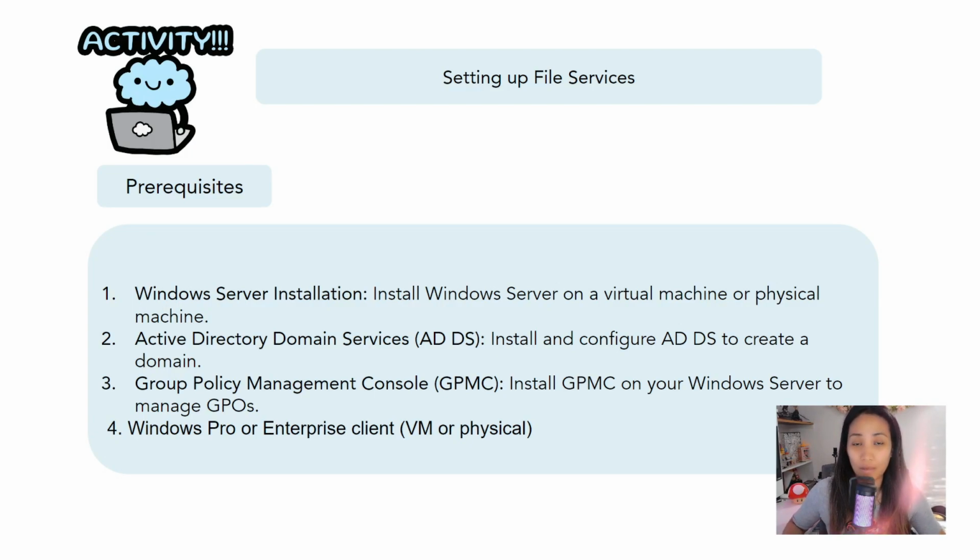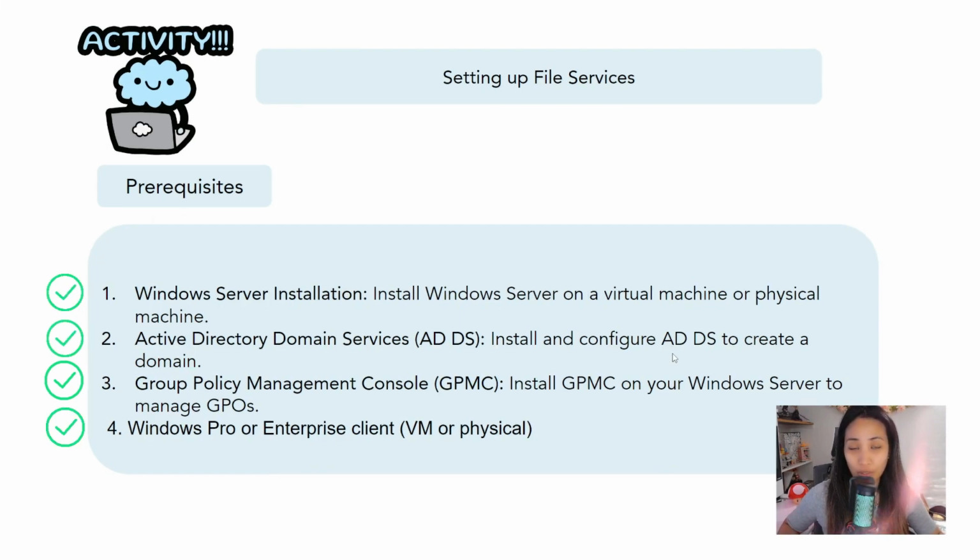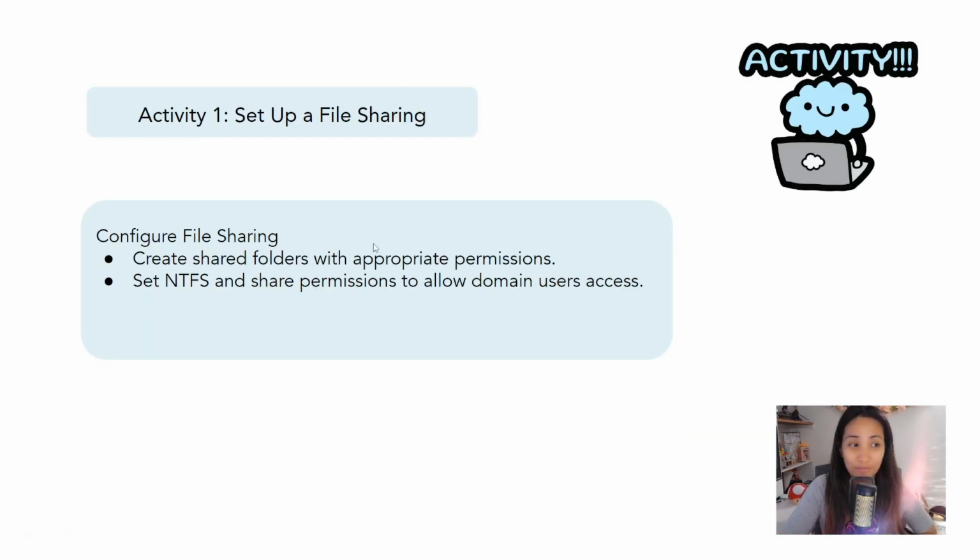So first we are going to set up our file services, and before you can set this up, make sure that you have a Windows Server already installed on your VM or physical machine. It's up to you. You already have Active Directory Domain Services, you have GPMC installed, and you have a Windows client. It can be Windows 11 or 10, Pro or Enterprise, VM or physical machine. It's up to you, but make sure that you have all of this before moving on to setting up file services.